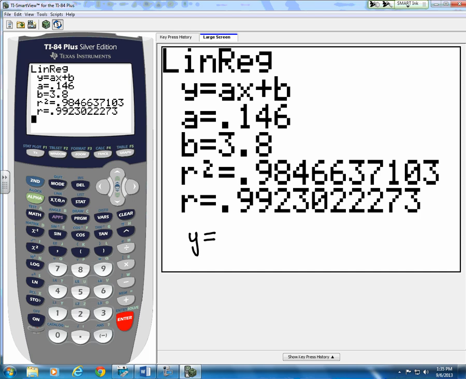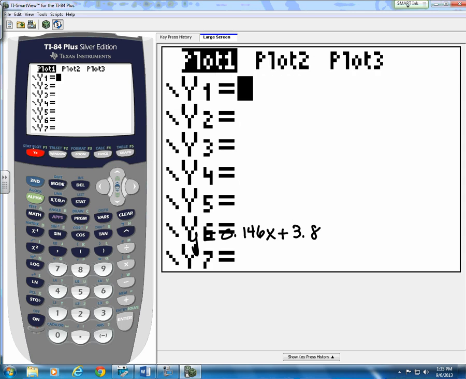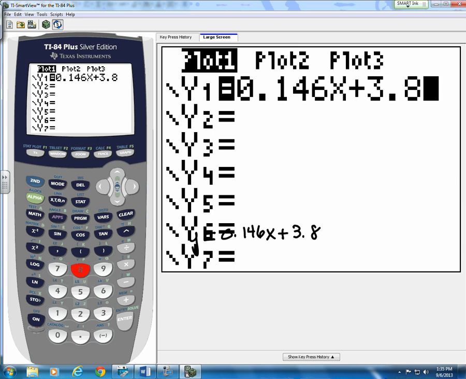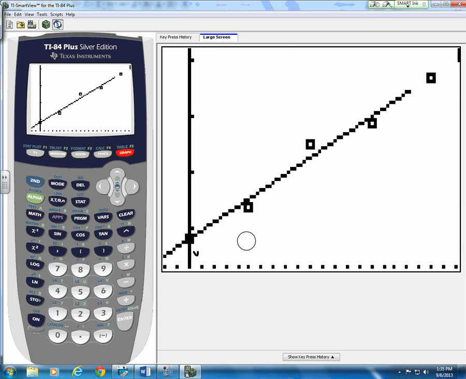But basically it's saying that y equals 0.146x, 146 thousandths, plus 3.8 is the equation that will model the data that's there. So I'm going to go back and enter that. And some of you may have put it under y sub 1 because it's a small equation. I'm going to just enter it by hand. 0.146x plus 3.8. And if I hit graph, you notice that that's a pretty decent regression line. We miss a couple of the points above and below, so it pretty much evens out.